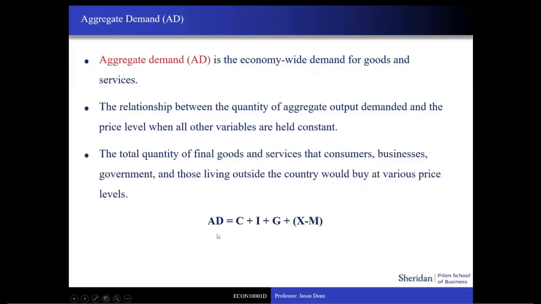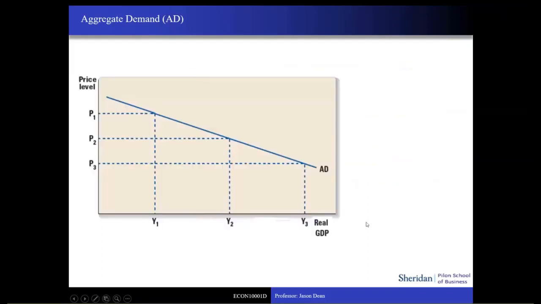So we can represent this. This is a similar categorization as we did for aggregate expenditures. So we're saying that the aggregate demand of everyone in the economy is equal to consumption, business investment, government spending on goods and services, and exports minus imports. And so this is net exports. So what does the aggregate demand curve look like? It's going to be a downward sloping curve.